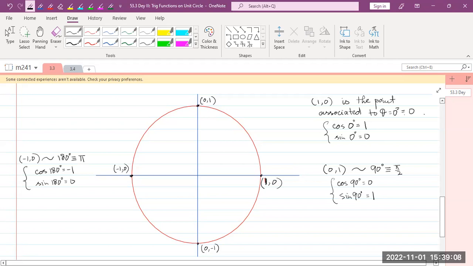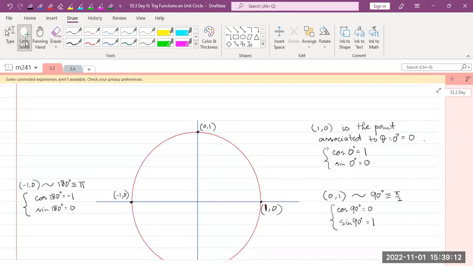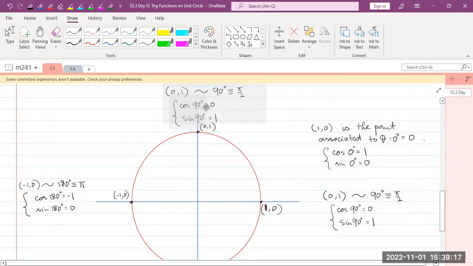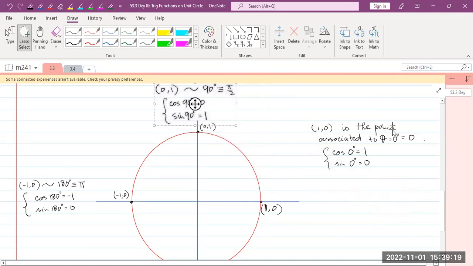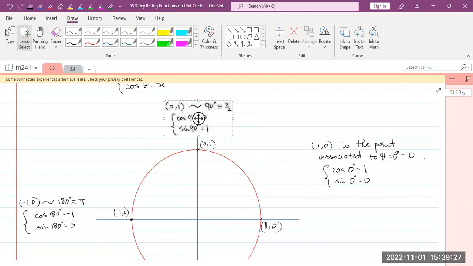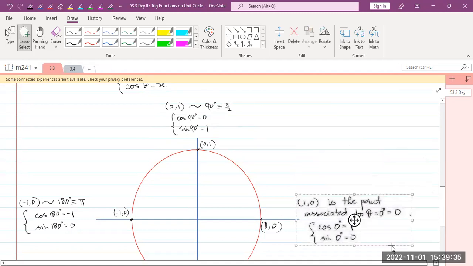Okay, you know what? Let me do this like this. I want to move this guy here so that it's easier to see. Let's make it a bit smaller. This guy here, and a bit smaller.